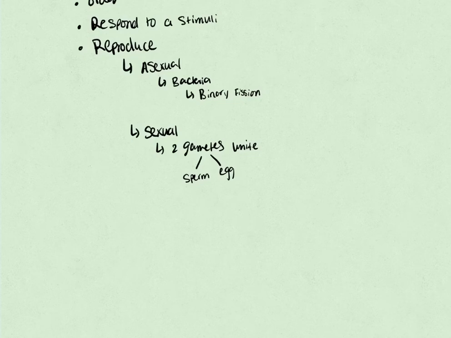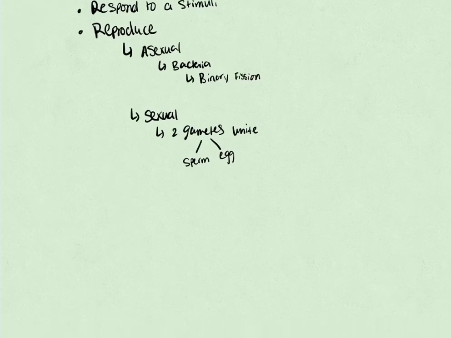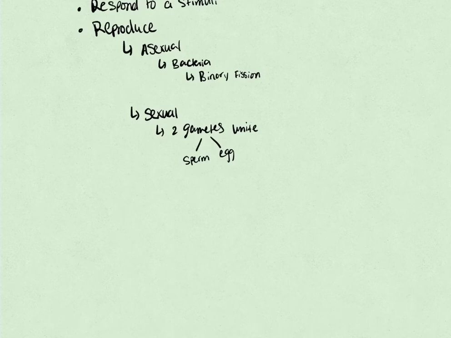This is important for reproduction, and the sperm has 23 chromosomes, along with the egg also having 23 chromosomes. So whenever they're united, there are 46 chromosomes, which is similar to a body cell or a somatic cell. So this is important for an offspring to be formed.